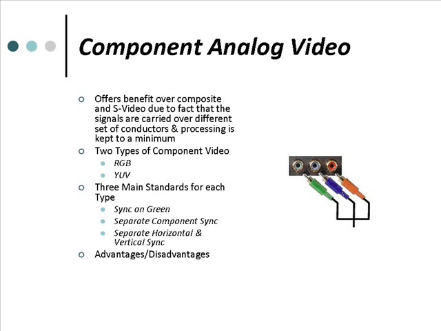Component analog video. Component analog video offers benefits over composite and S-video due to the fact that the signals are carried over different sets of conductors and processing is kept to a minimum. There are 2 types of component video, RGB and YUV. RGB component video uses one conductor for each of the 3 main video component signals, red, green, and blue. Each signal carries a full resolution image with data for every pixel. YUV component video signals use 3 signal paths, one for the luminance signal and the other 2 for each color difference signal.